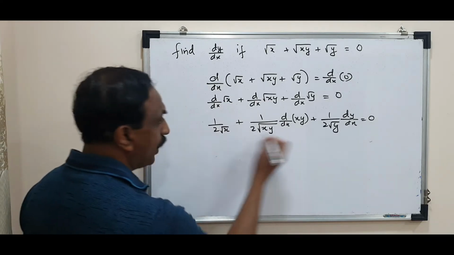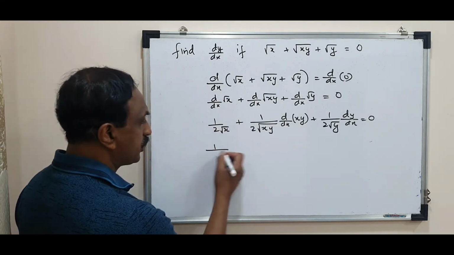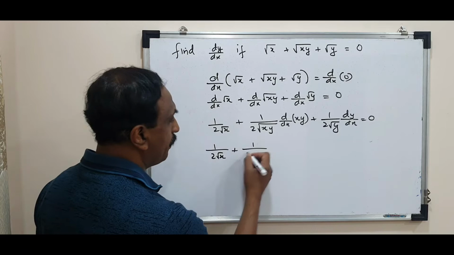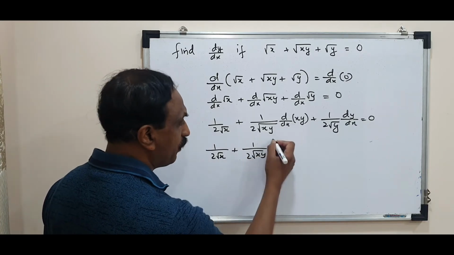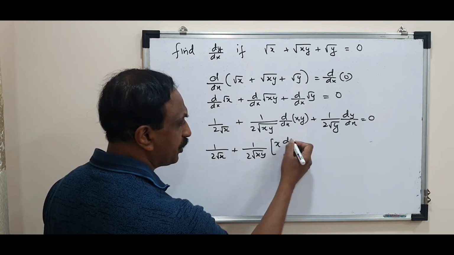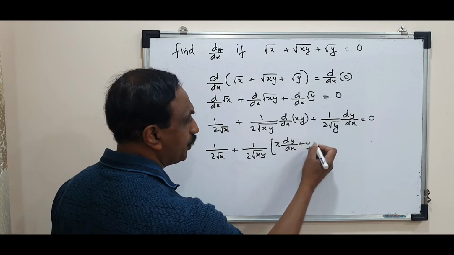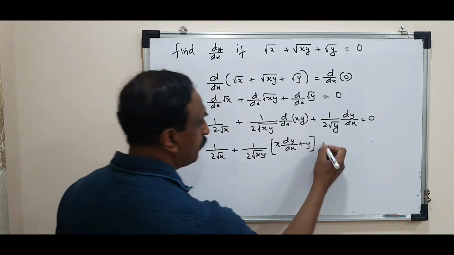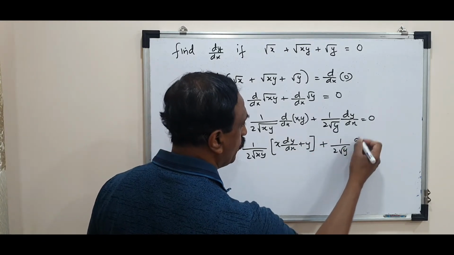Okay. Now, one more step is the derivative of xy. So 1 by 2 root x, plus 1 by 2 root xy into the derivative of xy, that is x into the derivative of y, plus y into the derivative of x. The derivative of x is 1. Plus 1 by 2 root y into dy by dx.